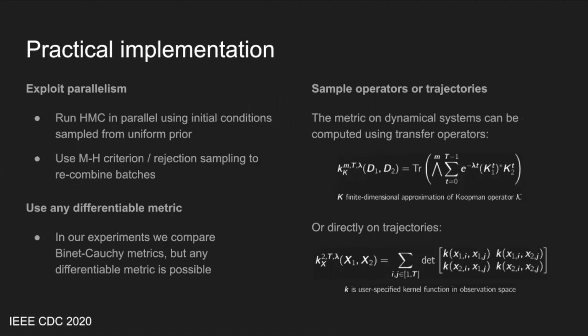A couple of notes on the practical implementation of our method. We can exploit parallelism, which can be important when the samples are high dimensional, by simply doing a pre-run of this method in a uniform prior to generate initial conditions, and then generating batches. And we can then recombine these batches using a standard Metropolis-Hastings criterion. Another nice thing is that for experimental purposes, any differentiable metric can be used. We compare our Koopman kernel with the standard trace kernel as a comparison, but any differentiable metric is possible. And lastly, this kernel in particular can be used either with the transfer operator directly or with observation sequences. And one can be more convenient to use than the other, depending on the application.